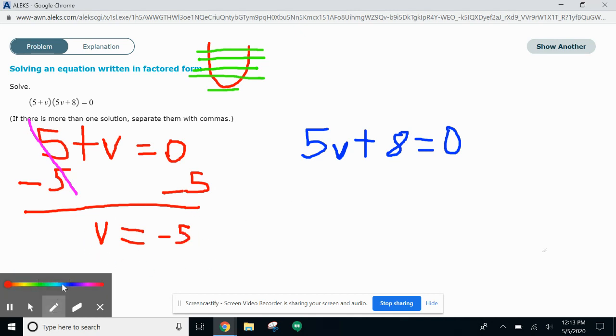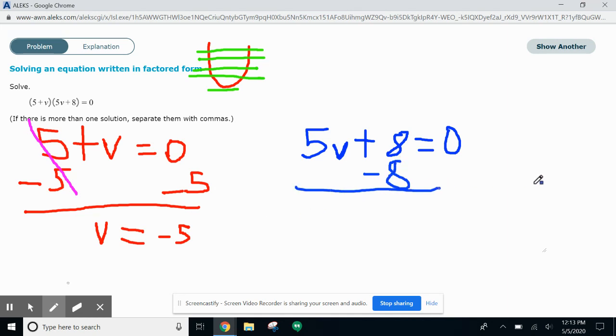Now I'm going to go over to my blue equation and find the factors for this one. I have 5v plus 8, so the first zero pair I'll make here is with negative 8, minus 8.